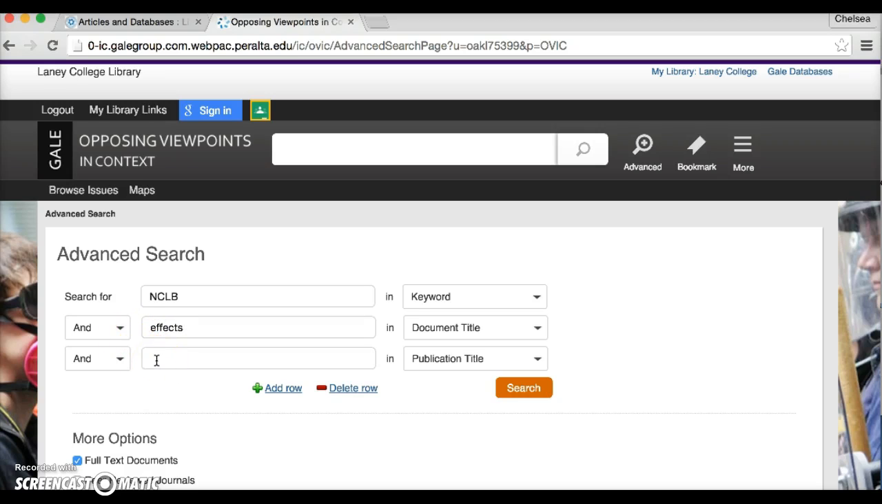So just play around with different keywords, search. If you don't find anything, go back, try out a different variation, right? NCLB, consequences, use different synonyms, and I'm sure you guys will find some great articles to support your points.